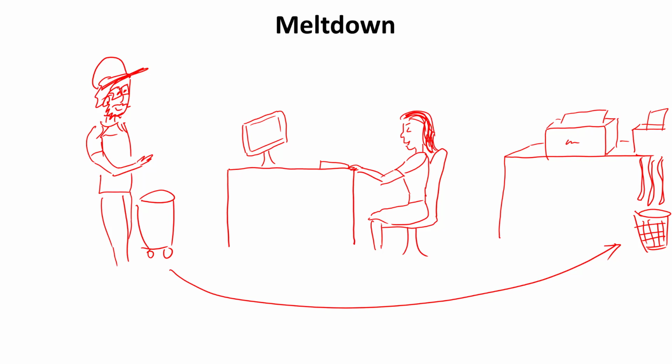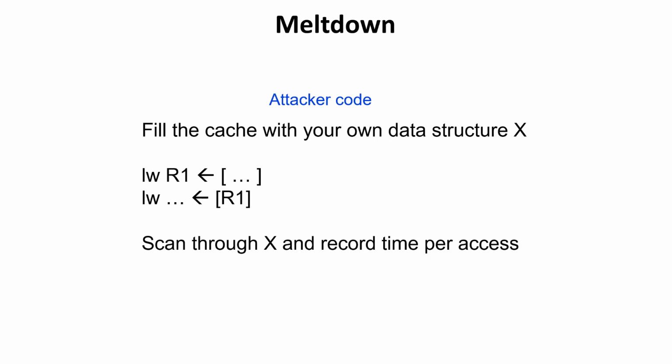And so if you are a persistent attacker, maybe there are ways for you to figure out exactly what has been brought into cache. All right, so let's set this analogy aside and let's move to the processor world and look at the specific code that the attacker would write to try and steal your secrets. So the attacker starts by filling the cache with its own data structure X. Then it issues a load to a memory location that it is not authorized to access, right?